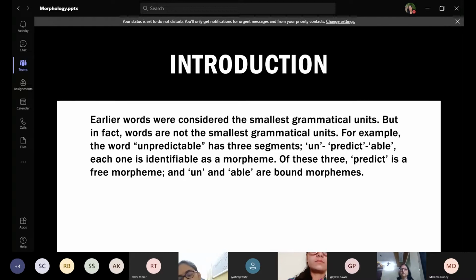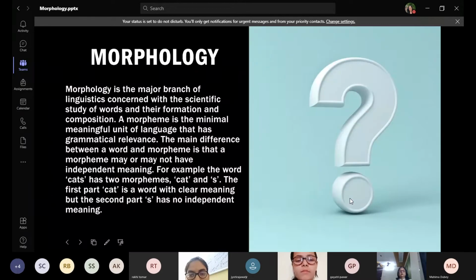So when you describe this word unpredictable, you will say that it has three morphemes, and one morpheme is a free morpheme, and there are two bound morphemes in this word. Predict is a free morpheme, un and able are bound morphemes. Okay, is this clear so far? Yes, ma'am.